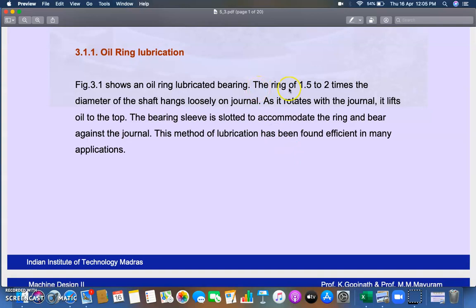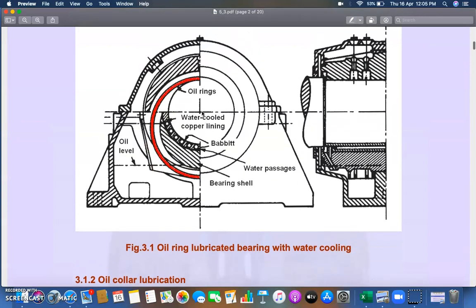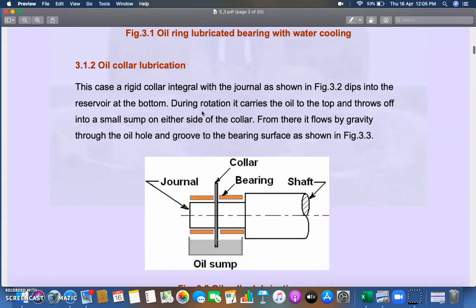Basically, the oil ring is 1.5 to 2 times the diameter of the shaft. You have to keep this in mind whenever you are designing your bearing, that the ring should be 1.5 to 2 times the diameter of the shaft. So this is the oil ring lubricating bearing with water cooling. And the next one is oil collar lubrication.